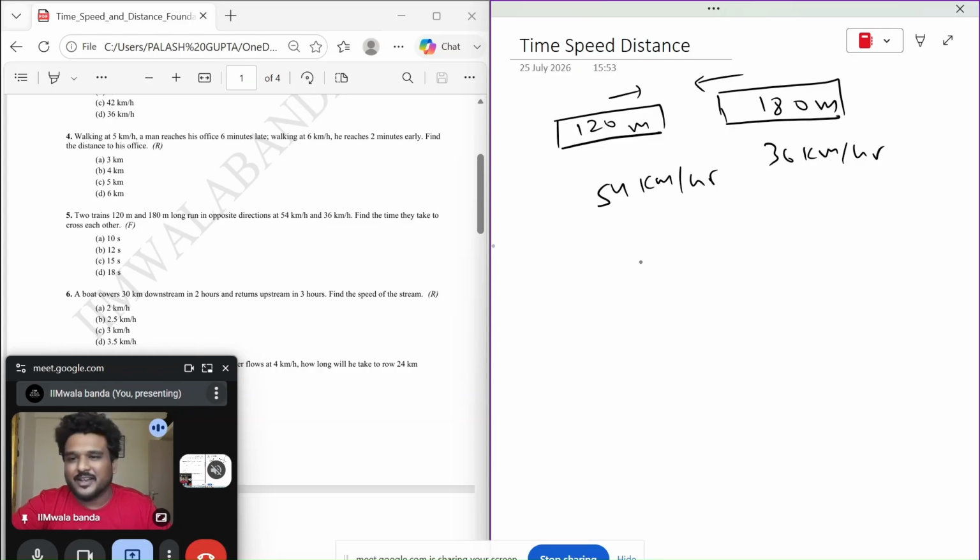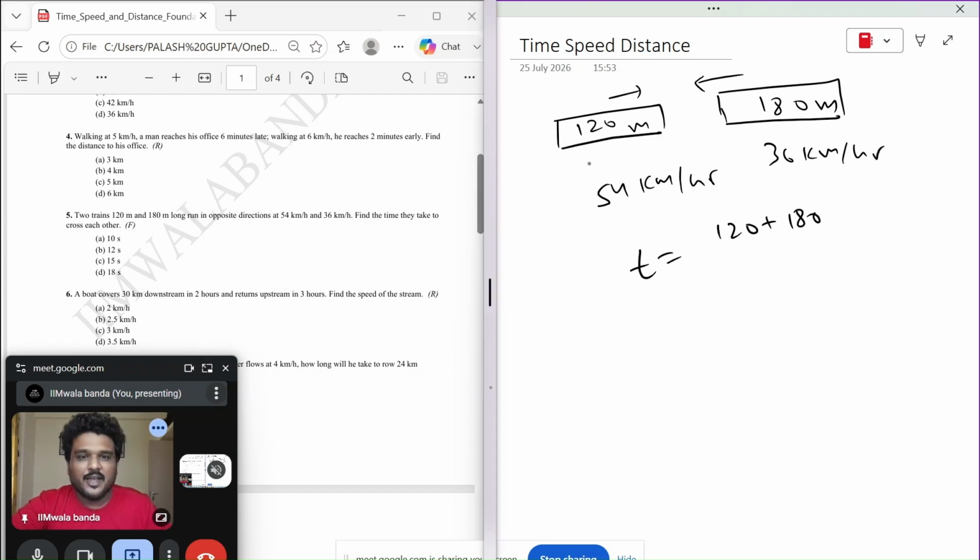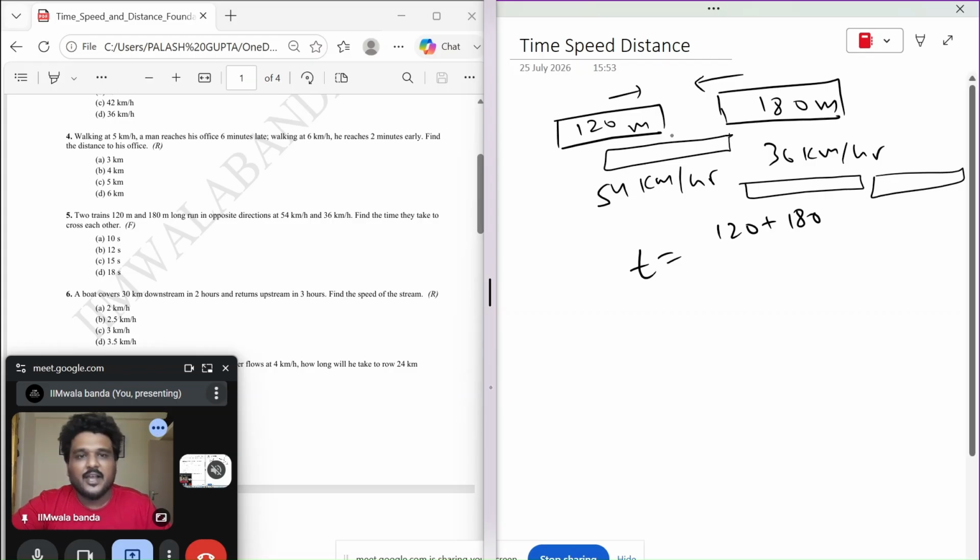So again, a very basic question. What is the time they will take? So 120 meters plus 180 meters. Why are we adding the distance? Look at the trains passing. This train just reached here after some time, then the train reached here, and then the train reached here. Essentially, if you look at it, there's an ant here. How much distance is the ant covering?